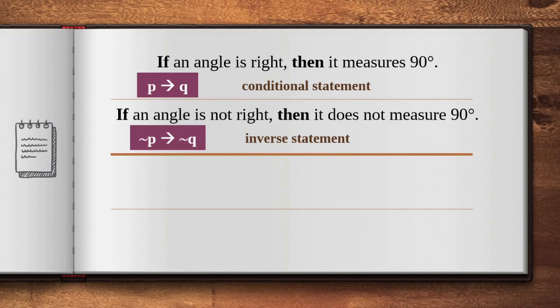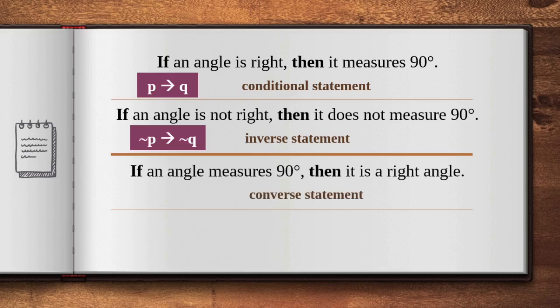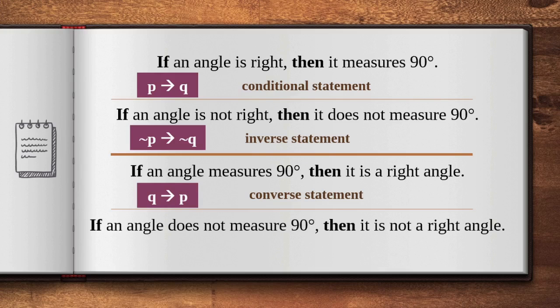From the conditional statement, we could write the converse statement. So if an angle measures 90 degrees, then it is a right angle. In symbols, Q implies P. Now let us negate the converse statement. So let's write the opposite of the conclusion and the hypothesis. If an angle does not measure 90 degrees, then it is not a right angle. This is what we call a contrapositive statement. So we have the negation of Q implies the negation of P.